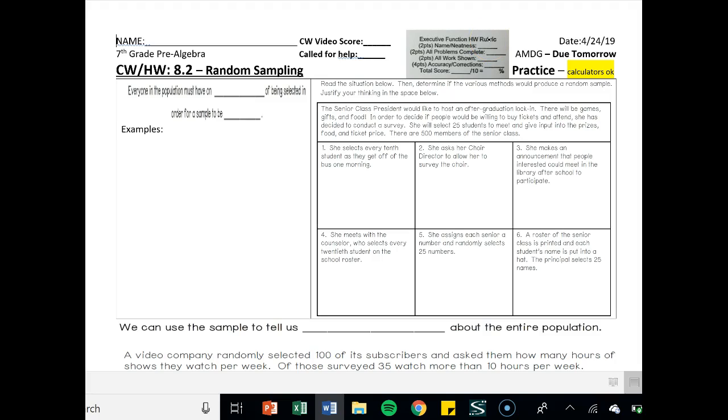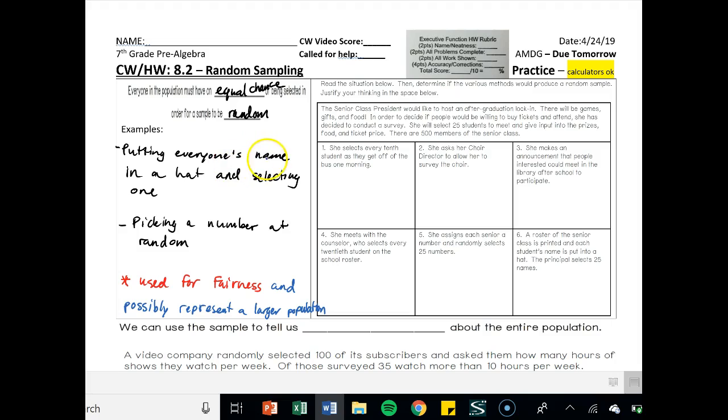All right. So for sampling, everyone in a population must have an equal chance of being selected in order for a sample to be random. So let me give you some examples. If you put everyone's name in a hat and then selected one at random, that would be a random sample. Everybody has an equal chance to have their name pulled, right?